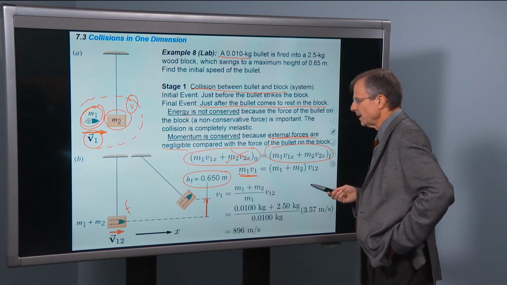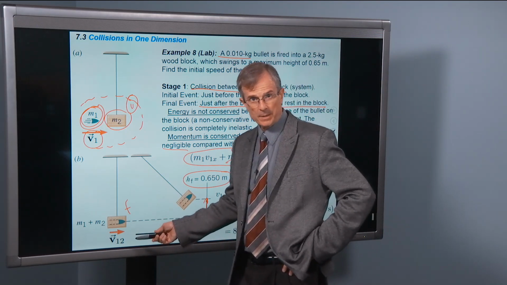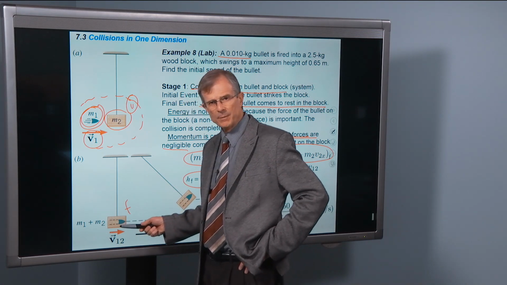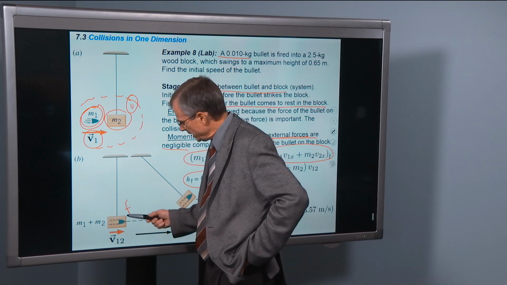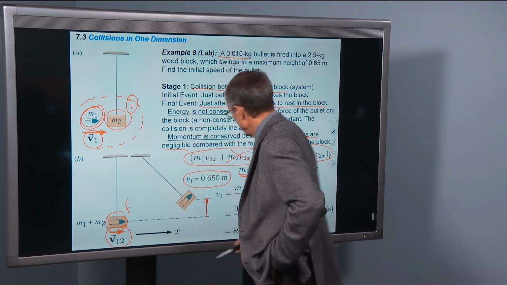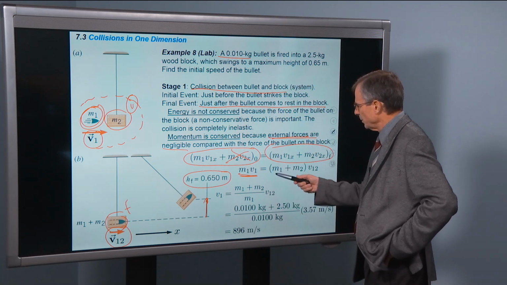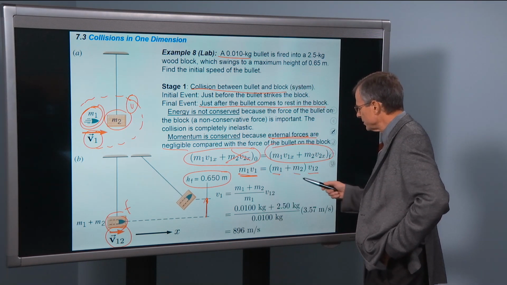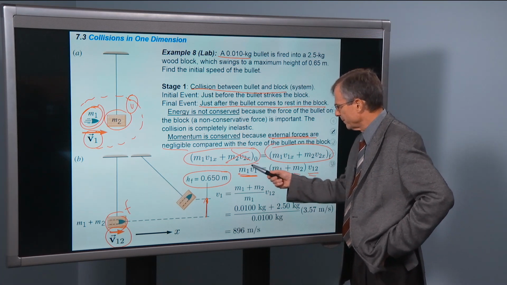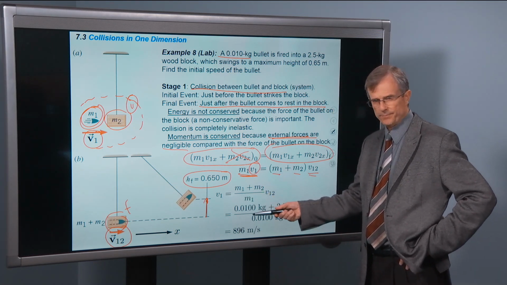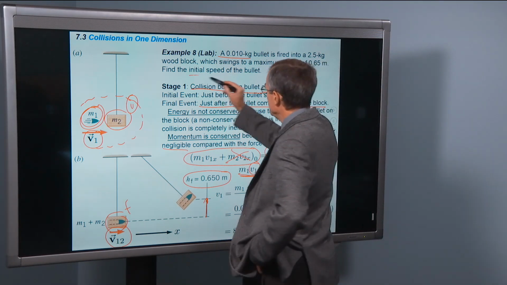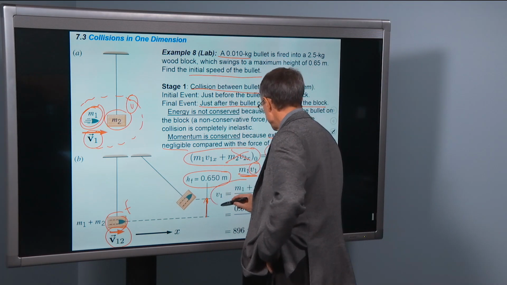Then finally, the two are traveling along together. So this is the final situation. After the bullet has become embedded in the block, then the block and the bullet are moving along together at a common speed. And that's what's over here. So it'll be m1 times that common speed plus m2 times that common speed. So we can now solve for the initial velocity of the bullet. That's actually what we're looking for, the initial speed of the bullet. So there's the equation.